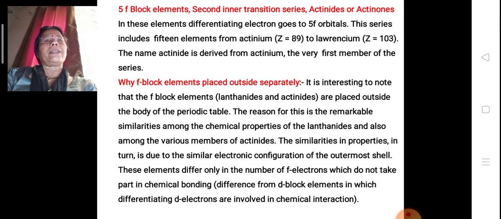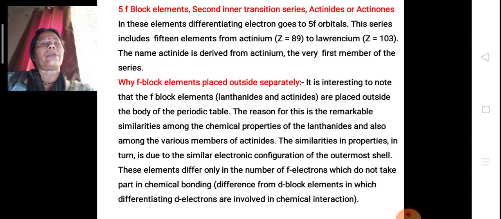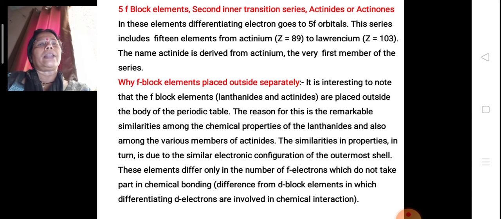Why are f block elements placed outside separately? It is interesting to note that the f block elements, lanthanides and actinides, are placed outside the body of the periodic table. The reason for this is the remarkable similarities among the chemical properties of the lanthanides and also among the various members of the actinides. The similarities in properties are in turn due to the similar electronic configuration of the outermost shell. These elements differ only in the number of f electrons, which do not take part in chemical bonding. This differs from d block elements, in which differentiating d electrons are involved in chemical interaction.